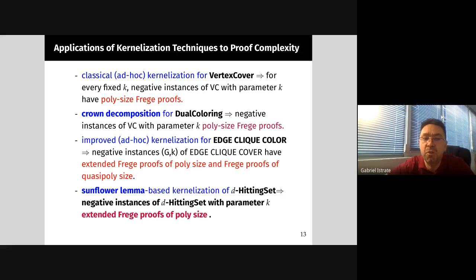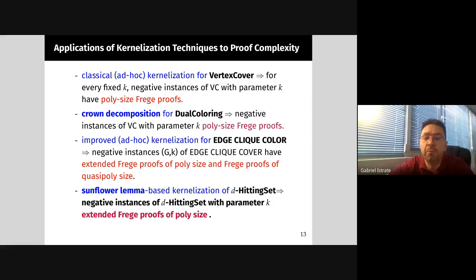And in terms of techniques, some of the kernelizations we were able to simulate are tweaks of classical ones that you can find in textbooks on kernelization, although in all these cases, we've actually improved these kernelizations somewhat to obtain our results. So they're not exactly the same kernelization as usual. We need to change them a little bit to make the length of the reduction chain logarithmic or constant. So we can prove, for instance, for vertex cover, we have polynomial size Frege proofs.